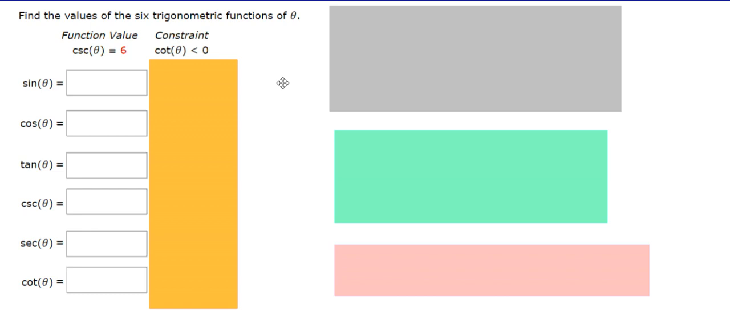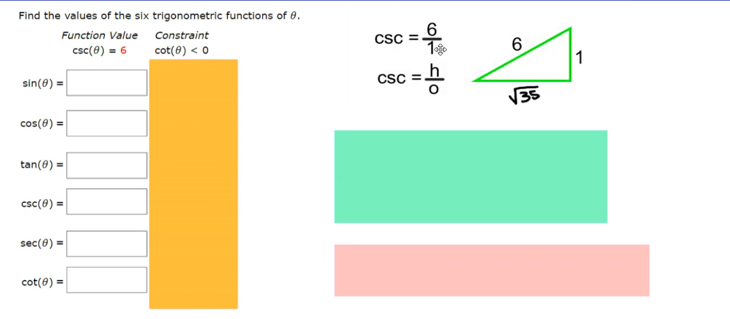Okay, you'll see something like this on WebAssign. I think you'll see something similar on the test. Find the values of six trig functions of theta. So they're telling you that cosecant theta equals 6. And that looks weird because we're used to SOHCAHTOA. So whenever we see something like 6, we're going to change it to 6 over 1.